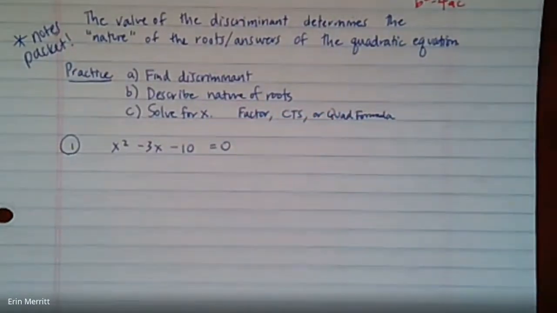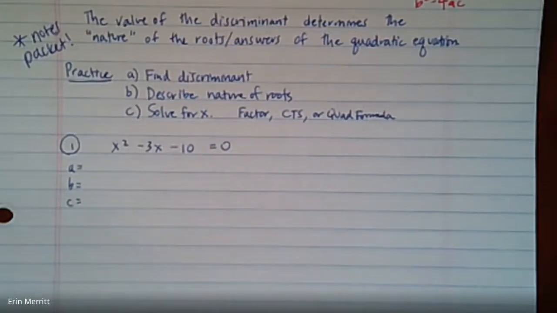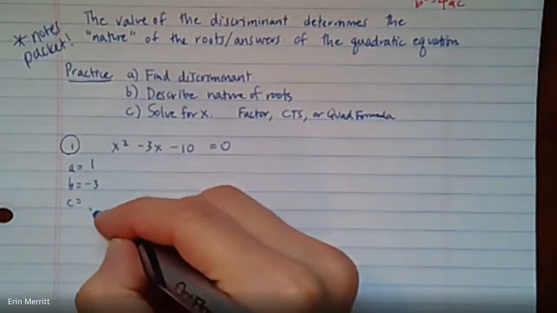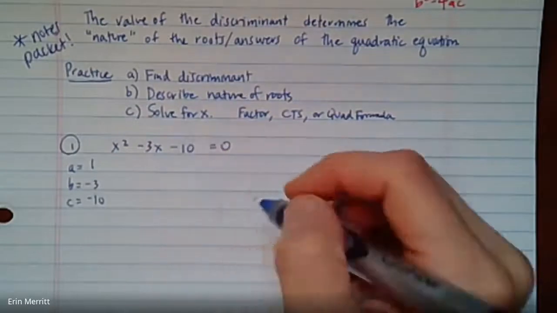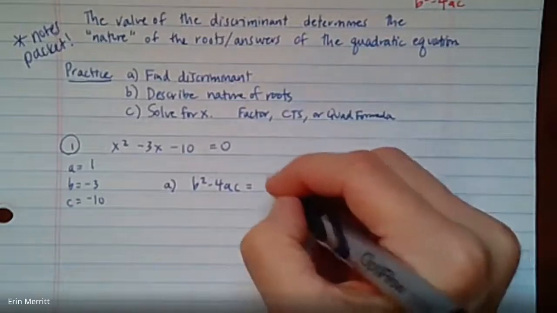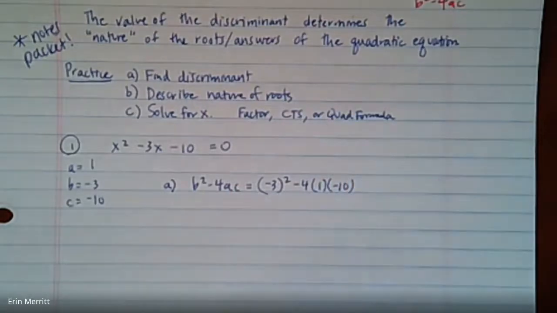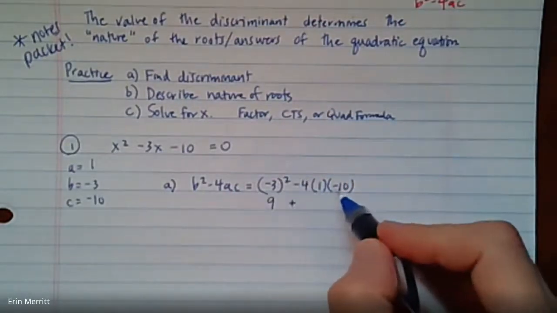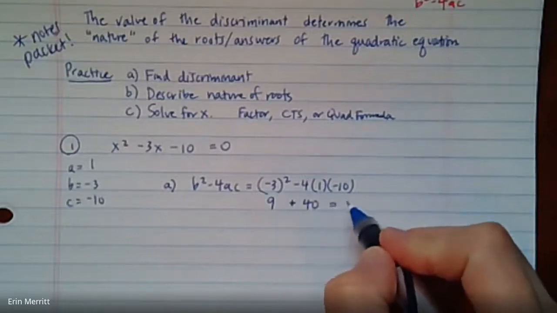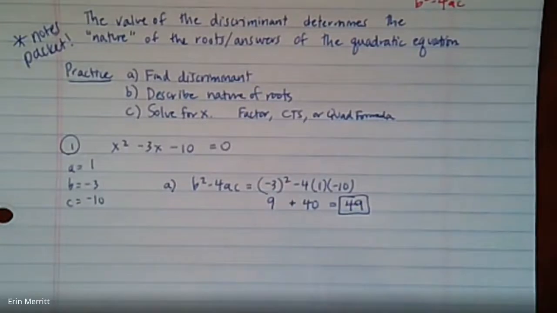What I want to know is, what is the discriminant? So just like you would for a quadratic formula question, I think it's nice to start by writing this off to the side. So a is 1, b is -3, c is -10. All right. So b squared minus 4ac is going to be equal to -3 squared minus 4 times a is 1 times c is -10. So I get 9, and then that's going to turn into plus 40. So we get 49. So that's the answer to part A. That is the discriminant.